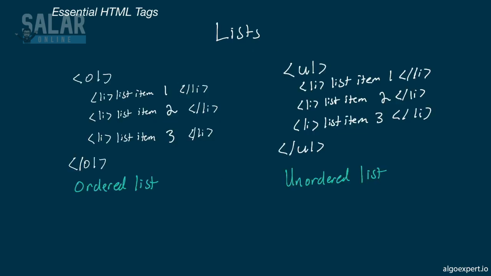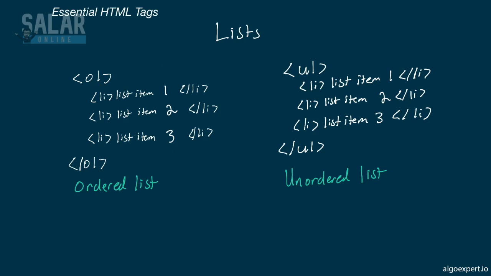Next, we have lists, and lists allow us to list out information. And there are two main types of lists, ordered and unordered lists. So an ordered list uses the OL tag for an ordered list. And this tag has children that are list items, or LI tags. These are the only children that an ordered list can take. And each LI tag is one item in this list.